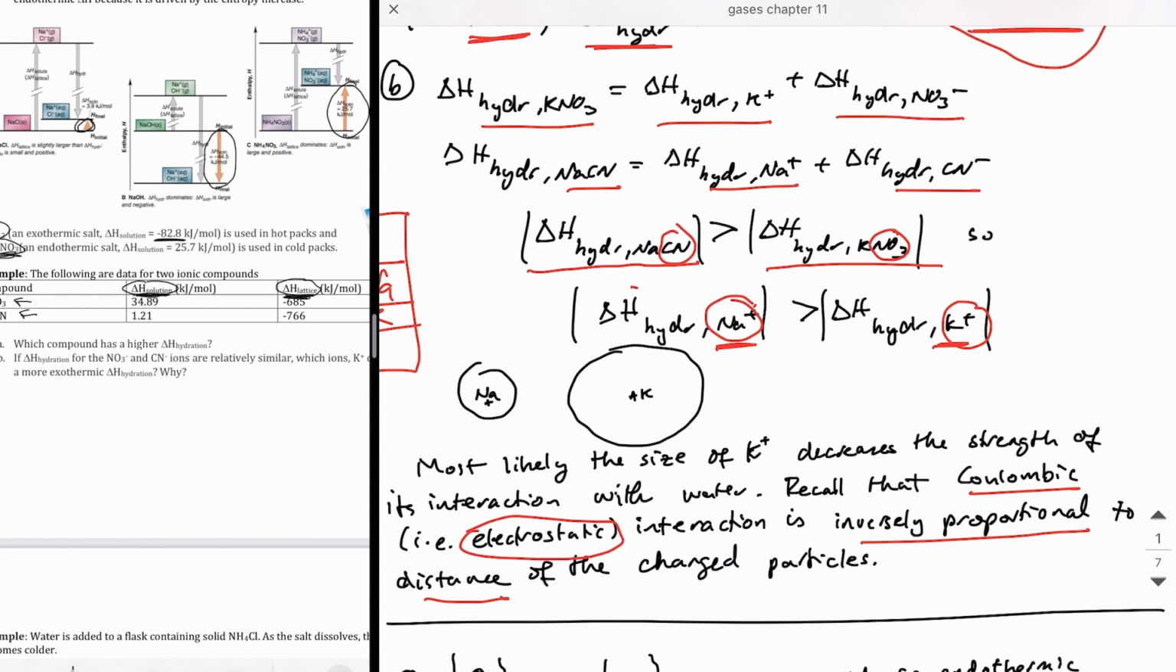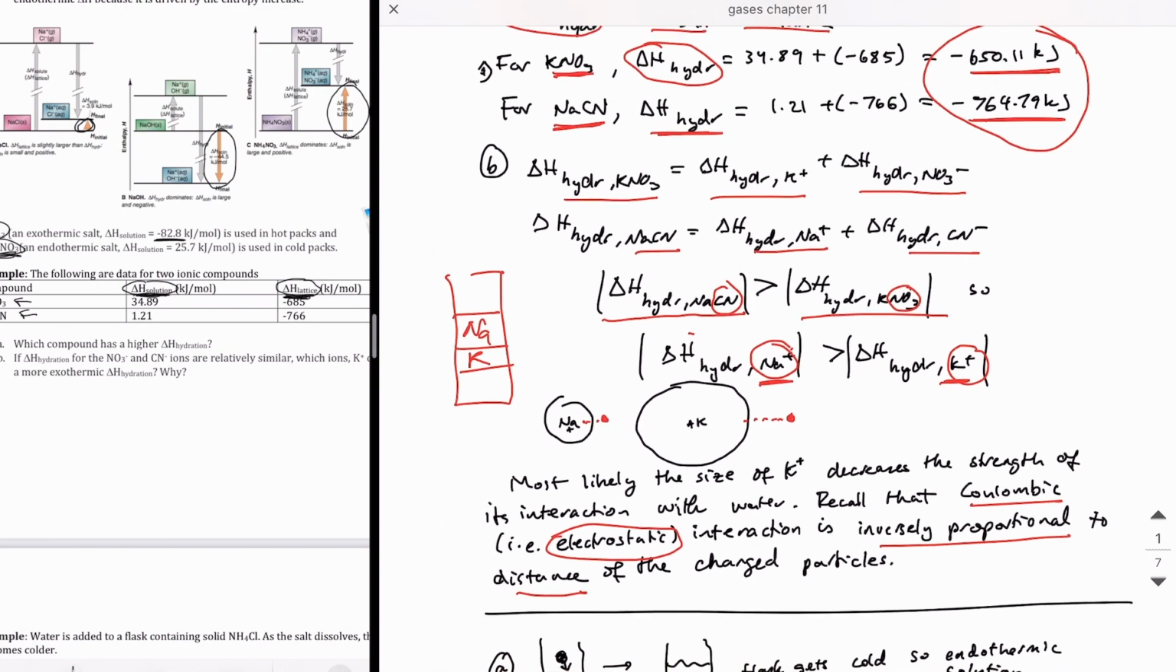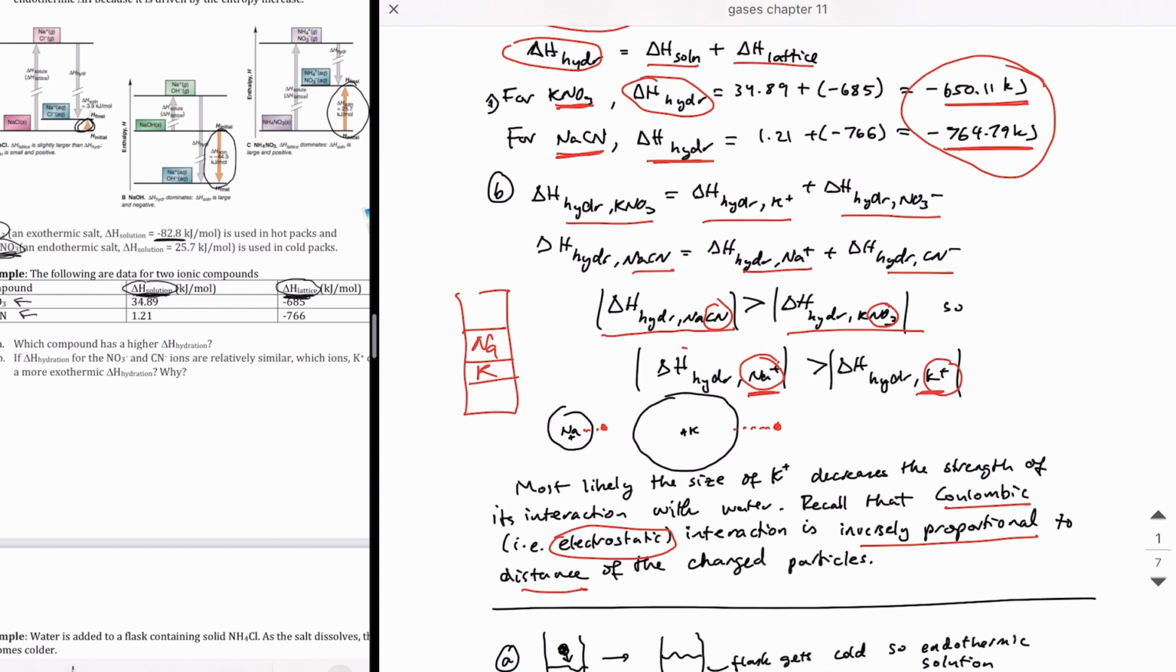In this case, we're talking about water, so water right here, and the cation. It's this interaction that we're measuring. So here's my water, here's the interaction I'm measuring. As you can see, if the ion is smaller, that interaction is stronger because the two charged particles are closer together. The water and the ion are closer together versus when you're dealing with something larger. That's the reason why the delta H of hydration for sodium is more exothermic than delta H of hydration for potassium.